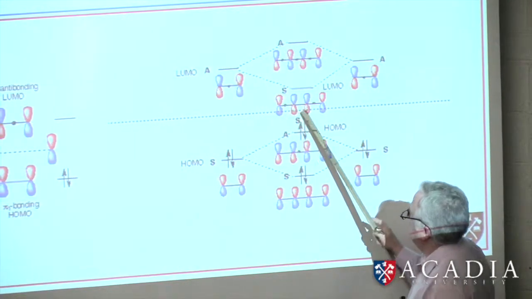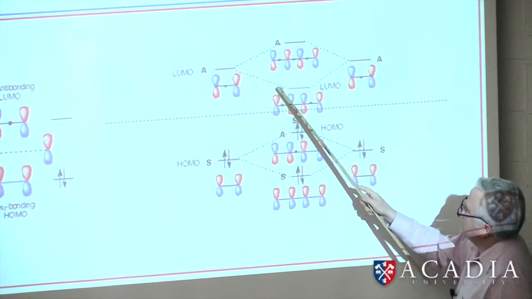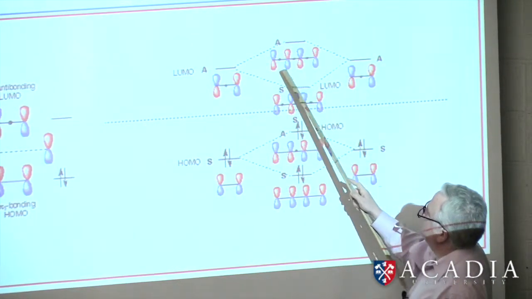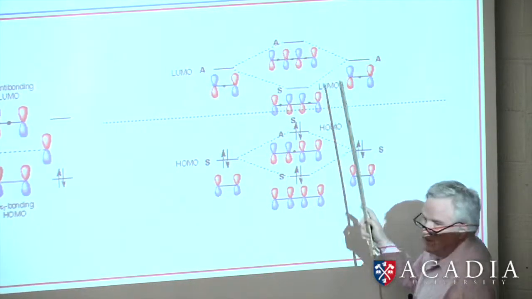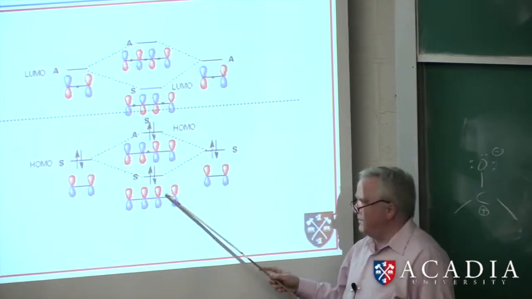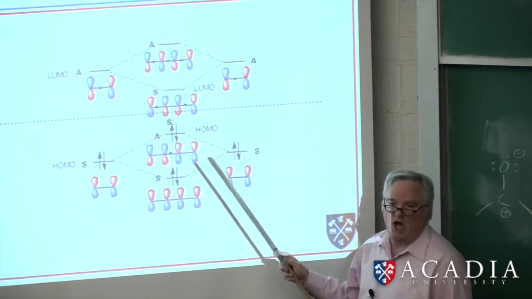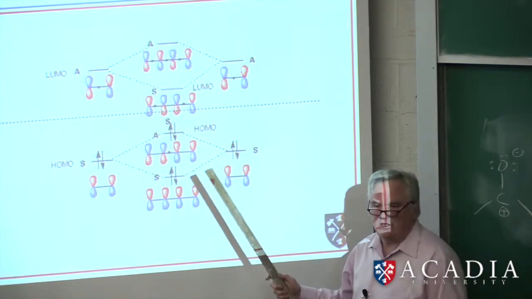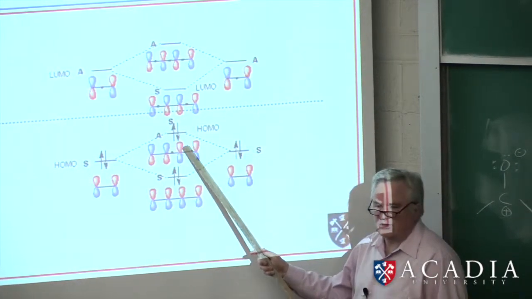Again, we add them together constructively. Notice now we have 2 nodes in this system, and we can add them together destructively, and we end up with 1, 2, 3 nodes. So as we go up in energy with our pi system, every time we go up a level, we get another node, a region where we have a change in phase between the p orbitals in the system.